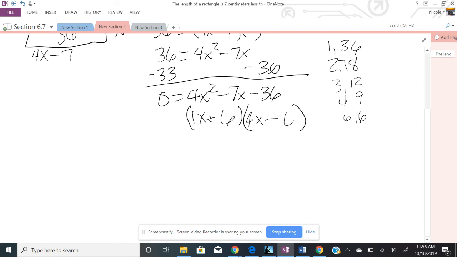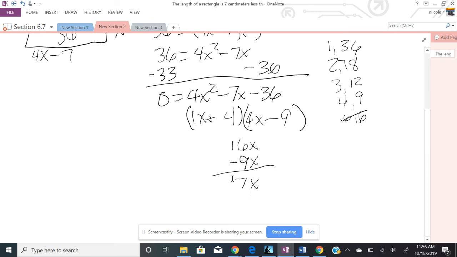Now I'm going to try the 6 and 6. That gives me 24x minus 6x gives me negative 18x, which doesn't work. So let's try 4 and 9. Oops. So here I go, 4 and 9. That gives me 16x. And outsides give me minus 9x. Sum that up, and that gives me 7x. Thank goodness. I went through a lot of combinations.